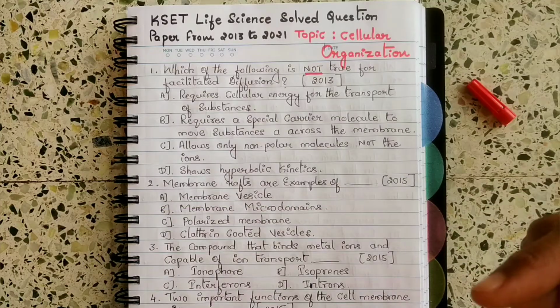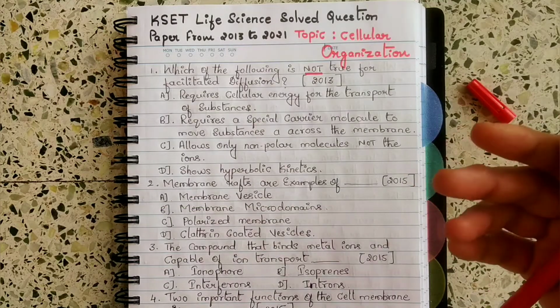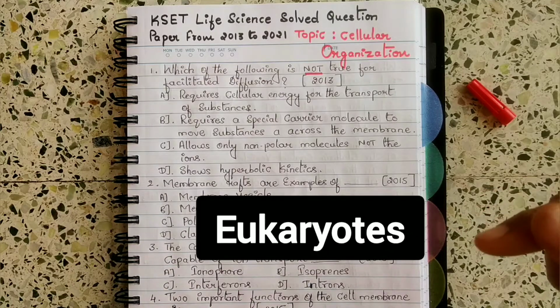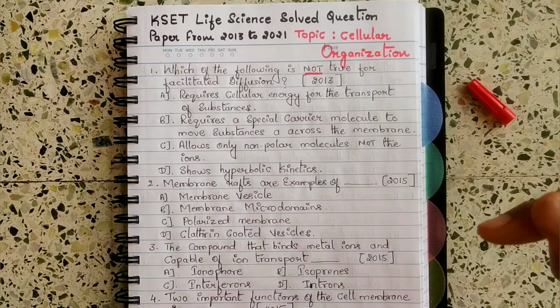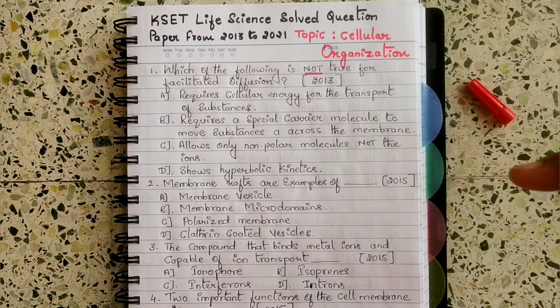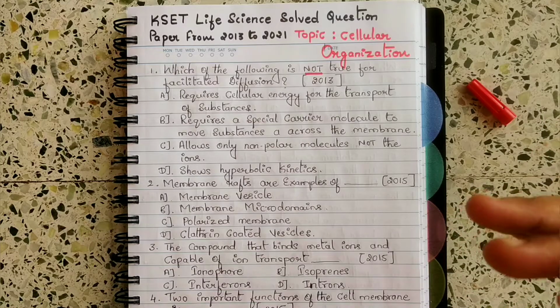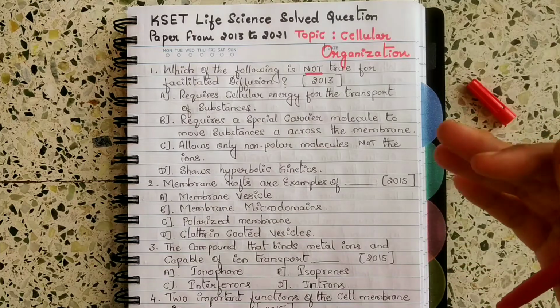If you have to say more differences, simple diffusion occurs in prokaryotes and facilitated diffusion occurs in eukaryotes. As I said before, simple diffusion occurs directly through the phospholipid bilayer of the cell membrane, and facilitated diffusion occurs through helper transmembrane integral proteins called carrier proteins or channel proteins.